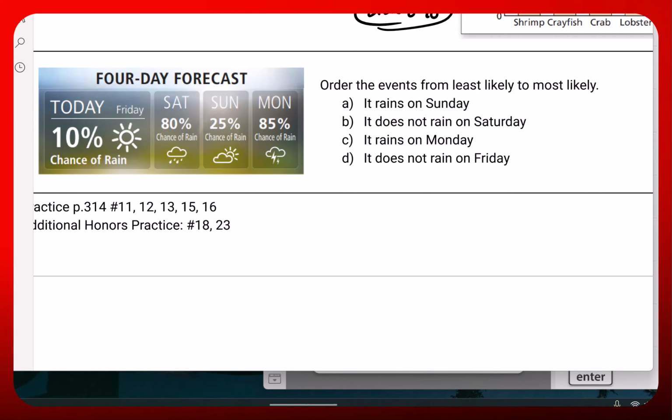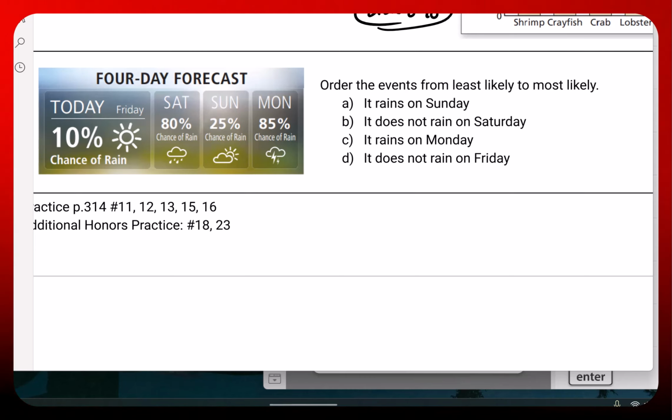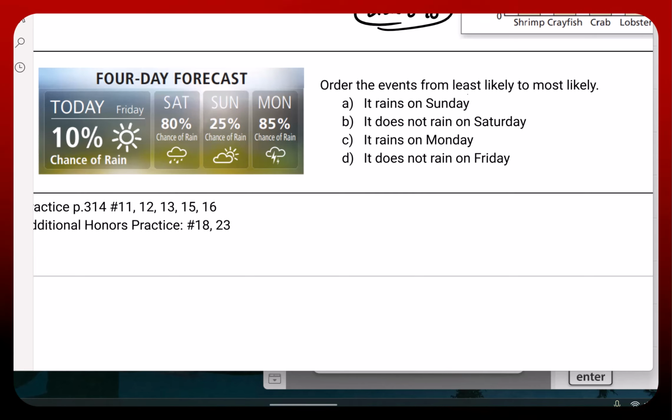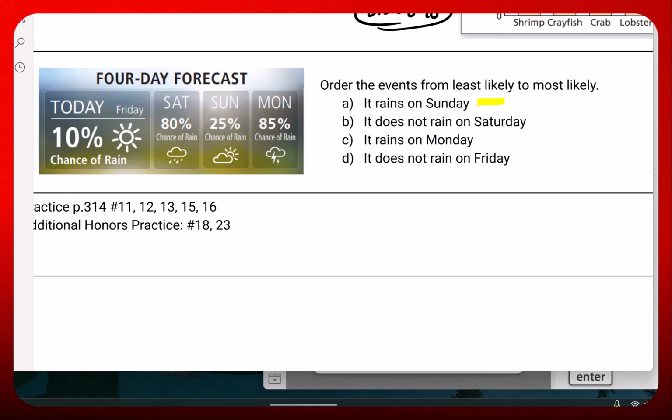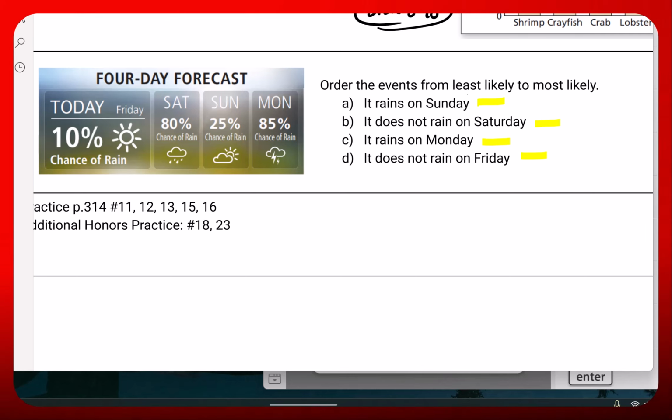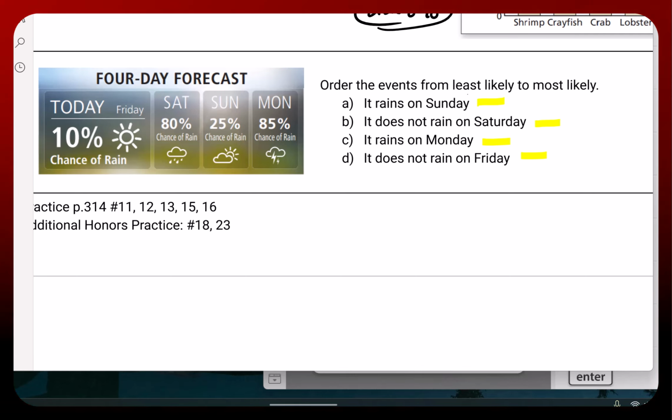All right, this last one's for you. So this is a 4-day forecast. Today, it's got like a 10% chance of rain. Saturday, 80%. Sunday's 25%. And Monday is 85%. So it says order the events from least likely to most likely. So what you're going to have to do is find the probability of each event and then just order it according to letter. So I'm going to pause the video and y'all go ahead and do that. And then we'll figure out if you are correct.